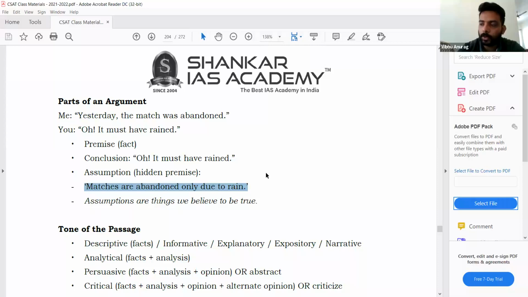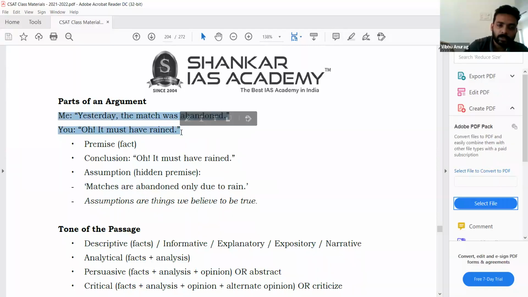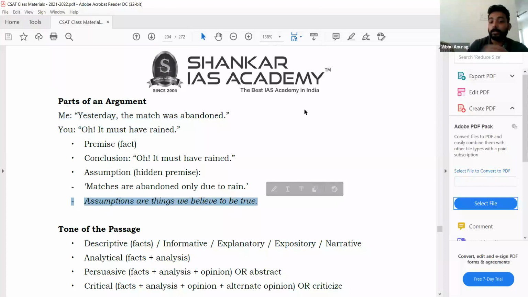Also, our job is not to say whether assumptions are right or wrong. Our job is just to identify them in the exam. In other words, assumptions are also called hidden premises because they are there but they're not written explicitly. And in simple words, we can say assumptions are things that we believe to be true. Some things that you take for granted, things that you believe to be true, are called assumptions. Are you understanding what an assumption is? Is it clear what assumptions are?